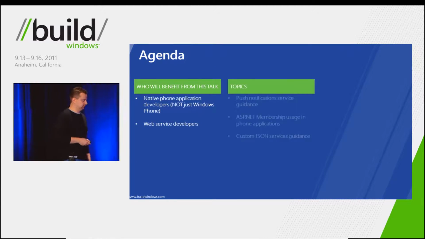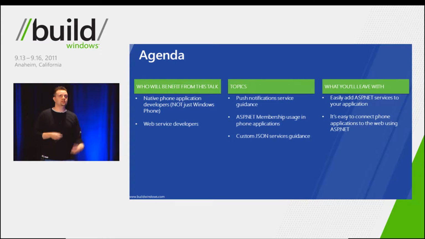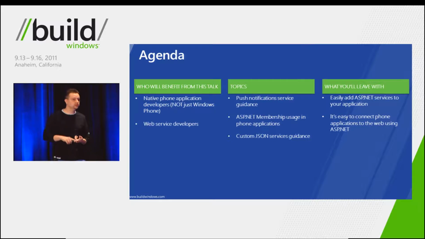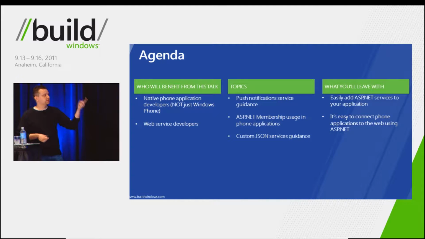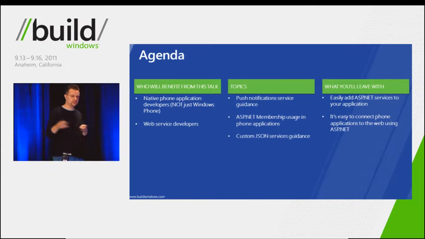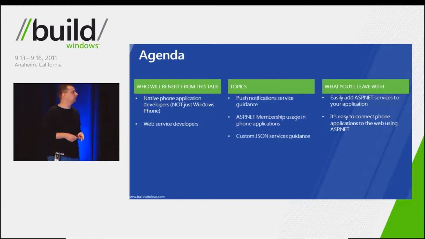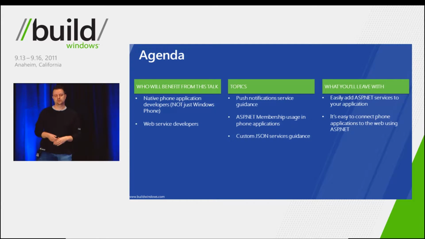So today, this talk is for phone developers. I'm going to mostly talk about Windows Phone, but everything except push notifications will apply to all other platforms, iOS and Android. Web service developers as well. How can you build your services or extend your services that you currently have today to enable your phone apps to talk to them? So we'll talk about push notifications, ASP.NET membership, and that's how it'll all tie together of remembering who people are. And if there's time, I'll get to building custom JSON services and why JSON is the way you should go.